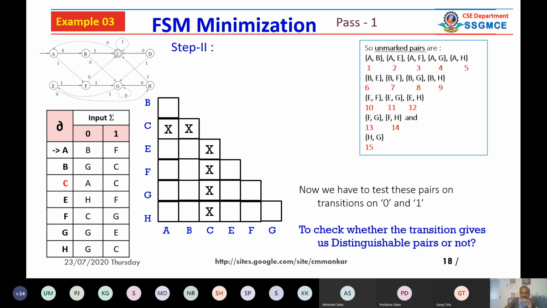So now step 2 begins, real step 2. Now we have to test these pairs. Which pairs? Unmarked pairs, on transition on 0 and 1, to check whether the transition gives us a distinguishable pair or not. If on transition we get a distinguishable pair, then we will make a cross. So what I will do? I will make a red cross in pass 1. Then in pass 2 I will use a blue cross. So to check whether the transition gives us a distinguishable pair or not, we have to test each pair. The first pair is AB, the 12th pair is EH, like this.